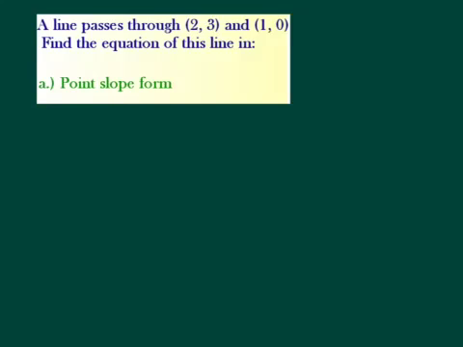What we're going to be doing is we're going to give a line. We have a line here that passes through point (2, 3), with x-coordinate 2 and y-coordinate 3, and another point at (1, 0). And we want to find the equation of this line in the point-slope form. So let's go ahead and write down the point-slope form. It is y minus y1 equals m times x minus x1, and that x minus x1 is inside the parentheses.